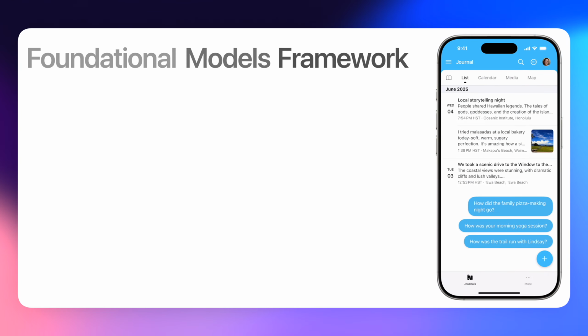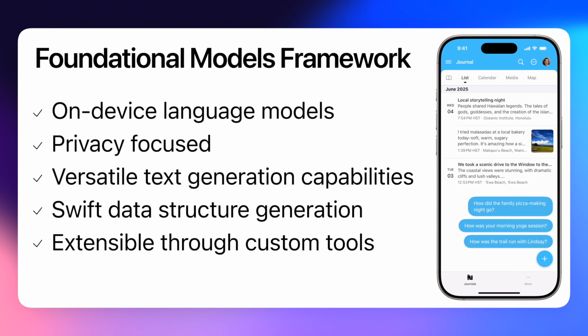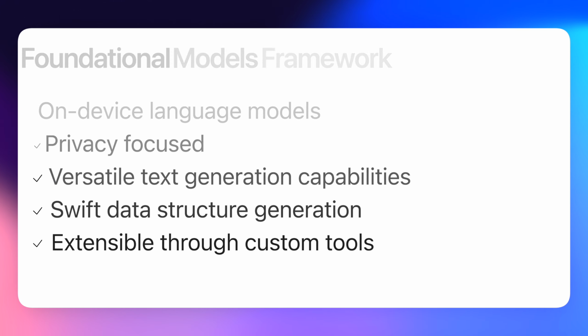First, let's start with the foundational models framework. This will let developers use Apple's on-device offline AI models. For example, if you had a journaling app, you could use this to add extra features without the worry of API costs or privacy concerns. The framework has native support for Swift, and the code looks pretty straightforward.